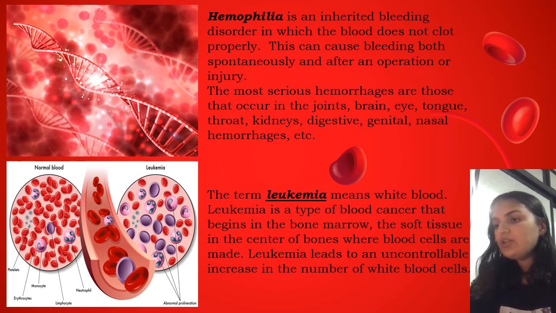The term leukemia means white blood. Leukemia is a type of blood cancer that begins in the bone marrow, the soft tissue in the center of the bones where blood cells are made. Leukemia leads to an uncontrolled increase in the number of white blood cells.